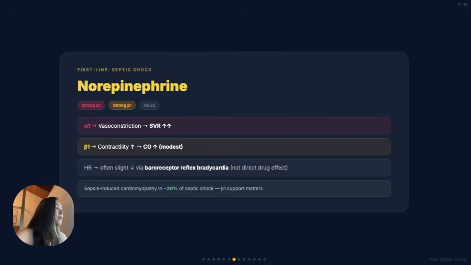That's why norepinephrine is first line for septic shock, right? Sepsis crashes SVR through massive vasodilation, norepinephrine rebuilds it. The beta 1 component also supports contractility when sepsis-induced cardiomyopathy is present, which shows up in about 20% of septic shock patients.